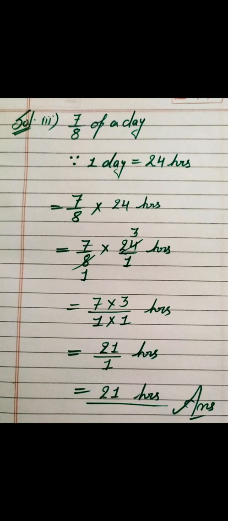Now the process is the same. As you're seeing, this 8 and 24 both are divisible by 8, like 8 ones are 8 and 8 threes are 24. So in the numerator you will get 7 into 3, and in the denominator we will get 1 into 1. So after multiplication we will get 7 threes are 21 and 1 ones are 1. You will get 21 upon 1, which can be written as 21. Now as the unit hours continues, our answer will be 21 hours.